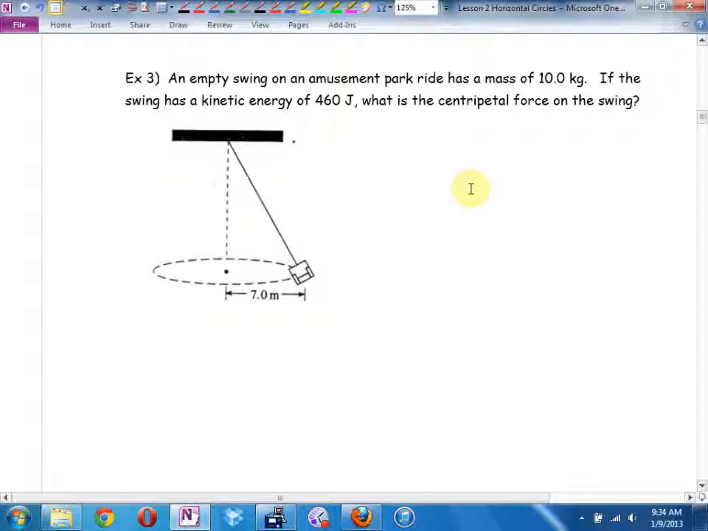Example 3. An empty swing on an amusement park ride has a mass of 10 kilograms. This is the, is it called the Wave Rider at Playland? No. Crazy Beach Party? No. The one right next to it, though. The swings, right? The nice tame ride, you go in a circle. Okay. The swing has a kinetic energy of 460 joules. What's the centripetal force on the swing?